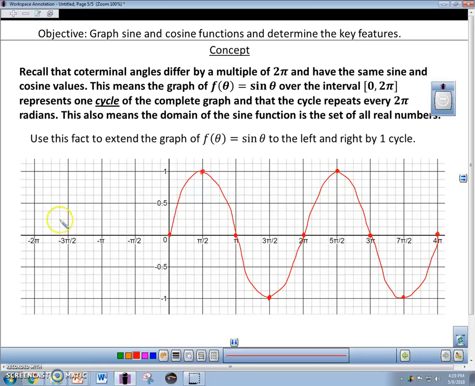And then the same thing happens to the left. From here it's heading down. So at negative pi halves it would be at negative 1. At negative pi it would be at 0. At negative 3 pi halves sine would be 1. And at negative 2 pi sine would again be 0. And it continues waving. There's a third wave to the left. This is what we call periodic, meaning that the graph repeats itself over a consistent interval, in this case 2 pi.